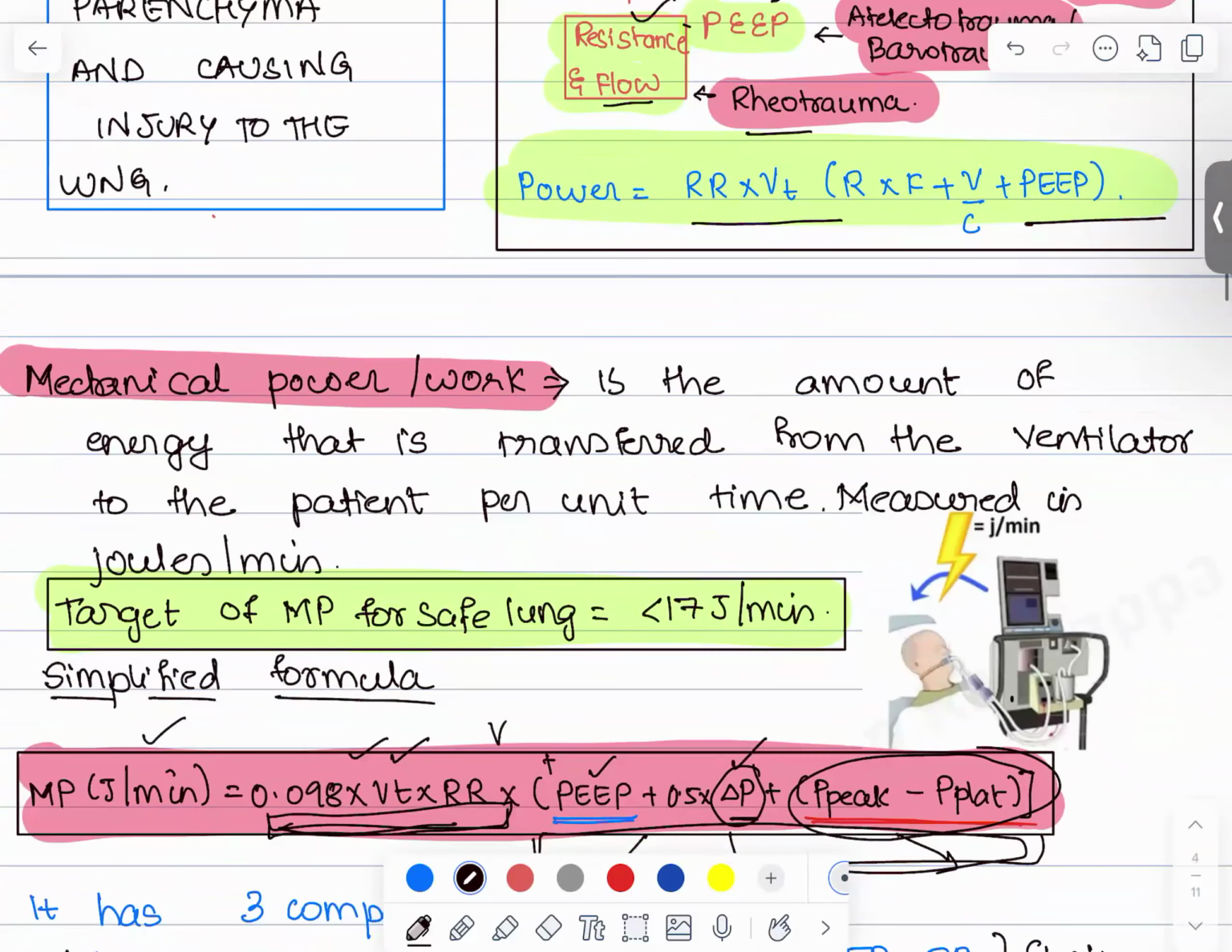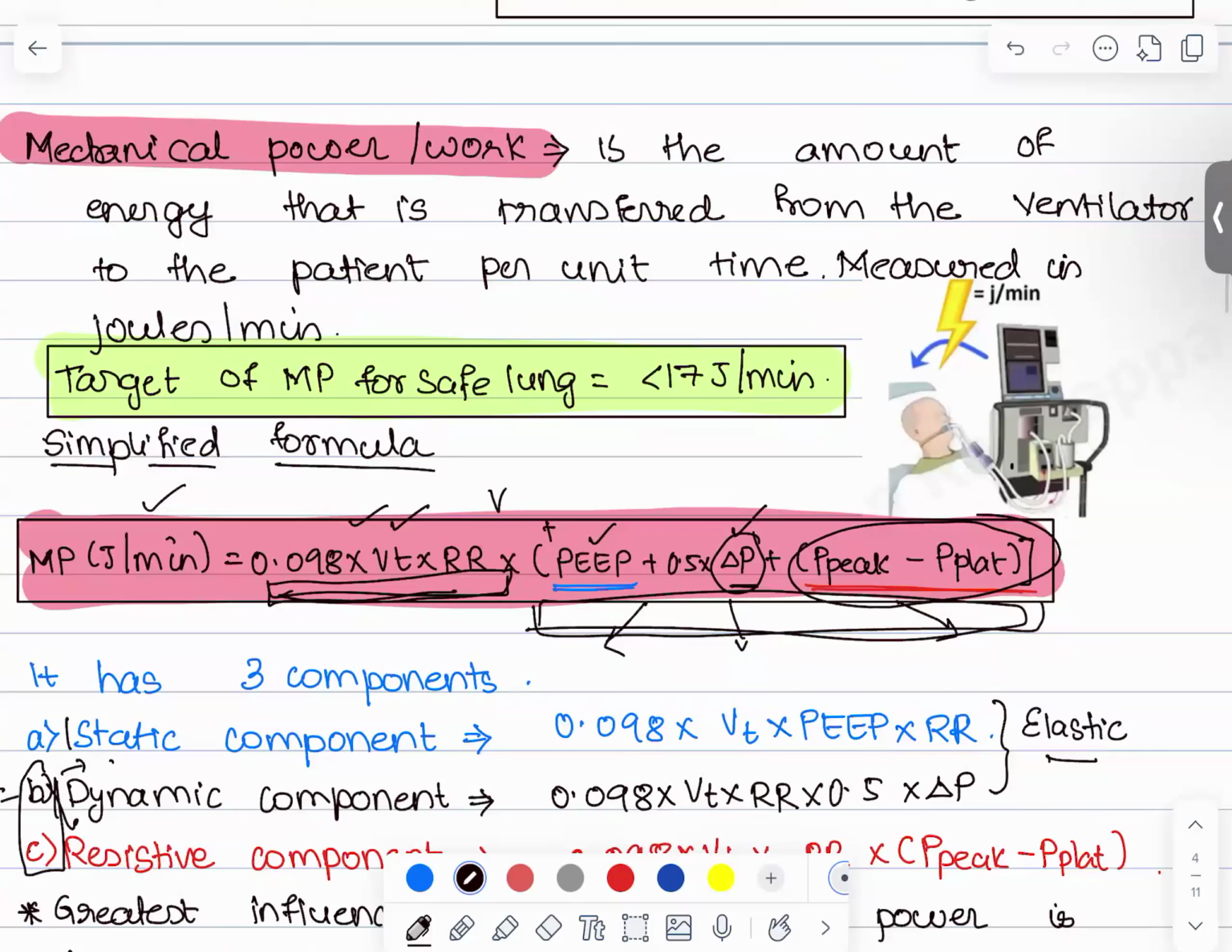So the basic definition of the mechanical power is the amount of energy that is transferred from the ventilator to the patient per unit time. It is a measure of time. Per unit time is important. That is nothing but the mechanical power of energy. What is the safe target of the mechanical power of energy? It is less than 17 joules per minute.